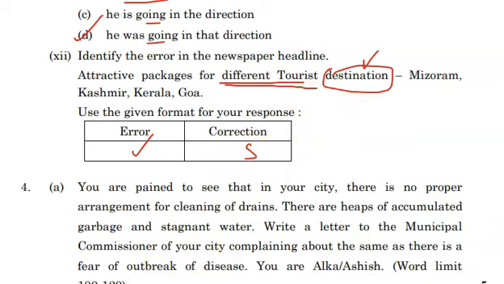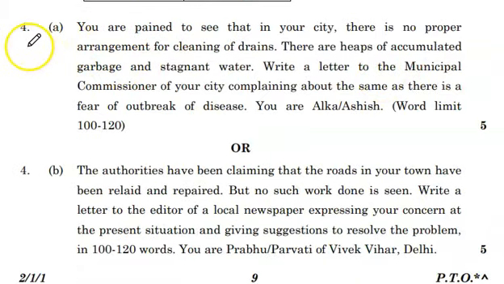Now let us move on to the writing section. Now let us do question number 4. As you can see, this question has two choices, A and B. Whenever you have two choices for any given question, first of all, read both the choices very carefully and attempt the one that is easier for you to do.